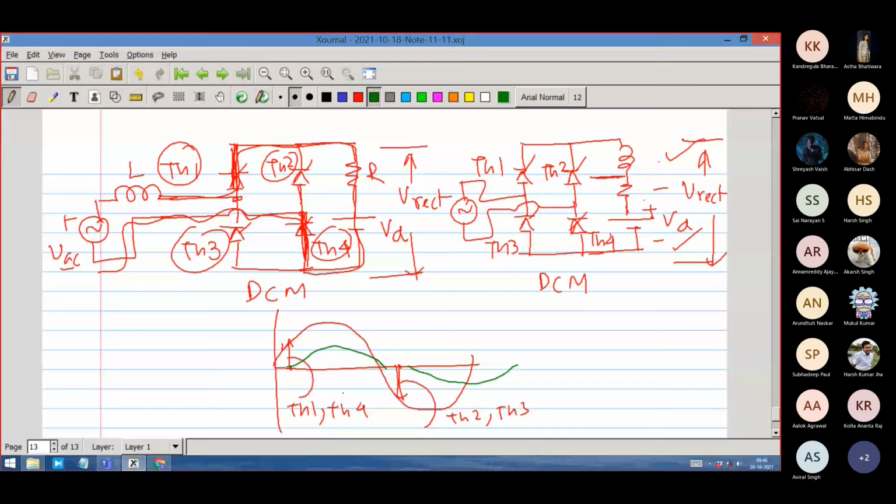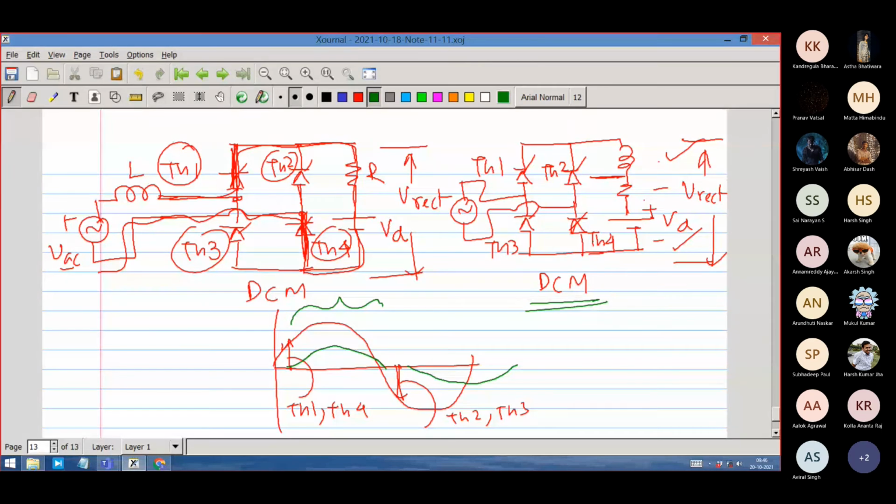So in DCM mode, there is nothing different, whether the inductor is on the AC side or on the DC side. There is no difference in the DCM mode, right? Got it? Then in what way can this be different? The moment the thyristors are conducting, this circuit and this circuit are identical.